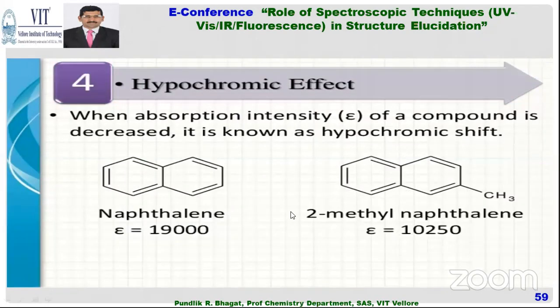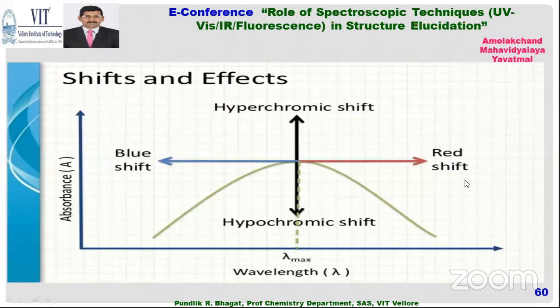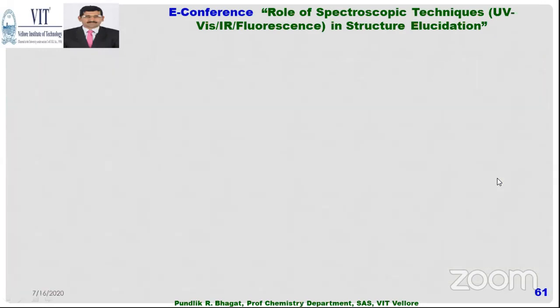And if it is decreasing the extinction coefficient, see here the extinction coefficient has been decreased. For example, naphthalene converted to 2-methyl naphthalene: the extinction coefficient, the absorption intensity, is decreased. That is called hypochromic shift. Here it has been shown diagrammatically: hypochromic, and the molecules showing blue shift and red shift.